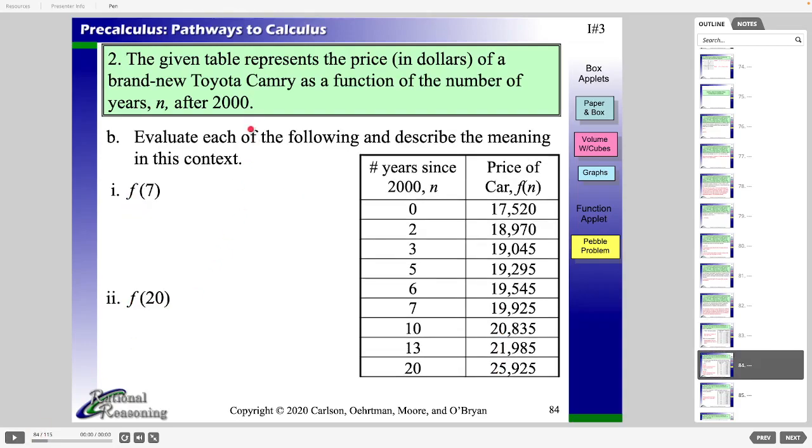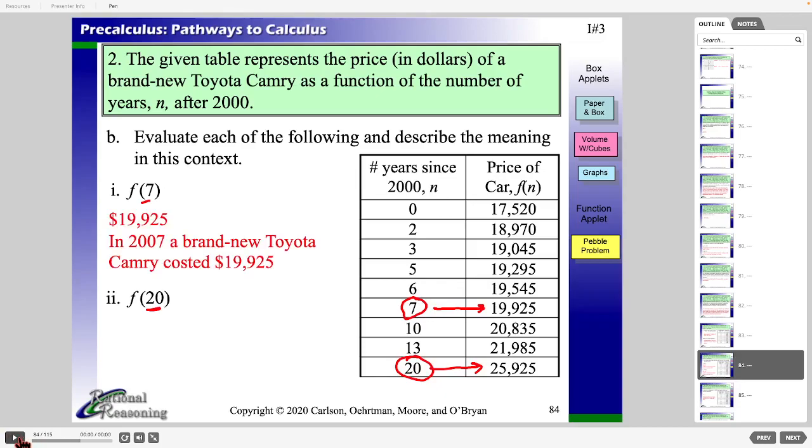Okay. So how do we evaluate each of these? Well, for f of 7, what we do is we come here, we find when x is 7, and then we evaluate it. It's got to be 19,920. To get the 20, we do the same thing. We just come here, when it's 20, there's our output answer right there. So it's just looking up the values in the table. Now, if we wanted to find f of 15, we wouldn't be able to use this table. We'd have to estimate or something, but we don't have it in this table.